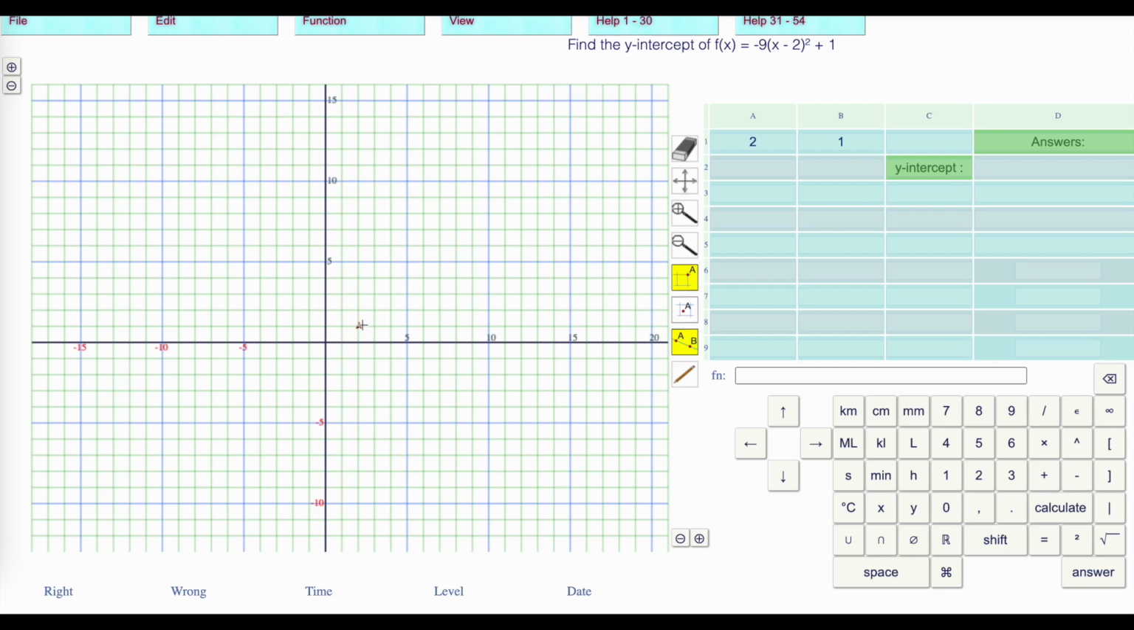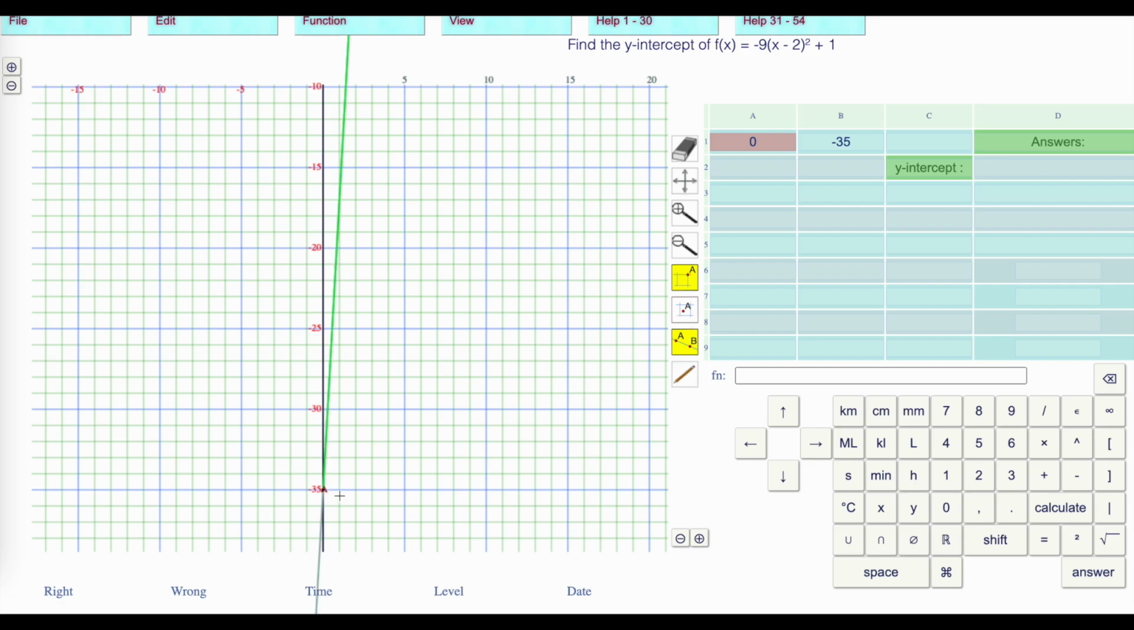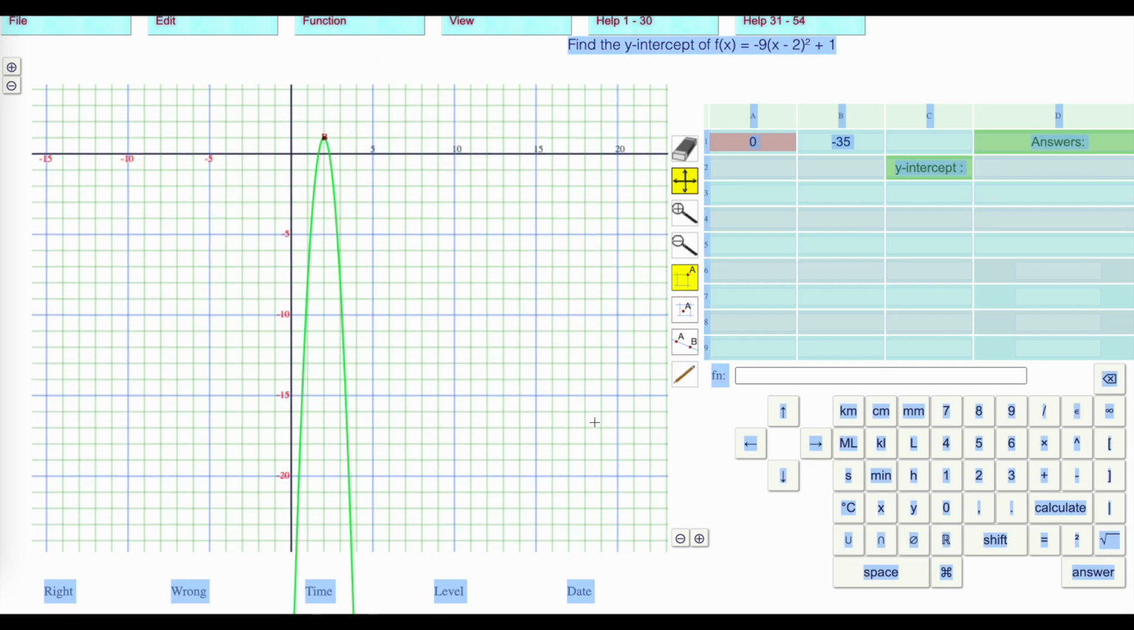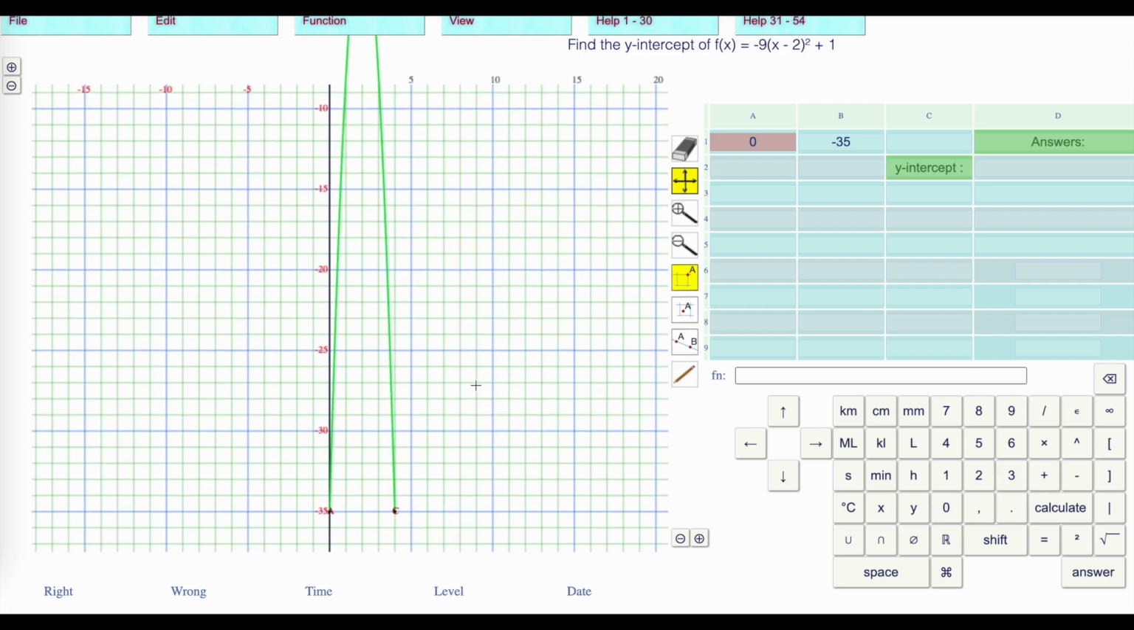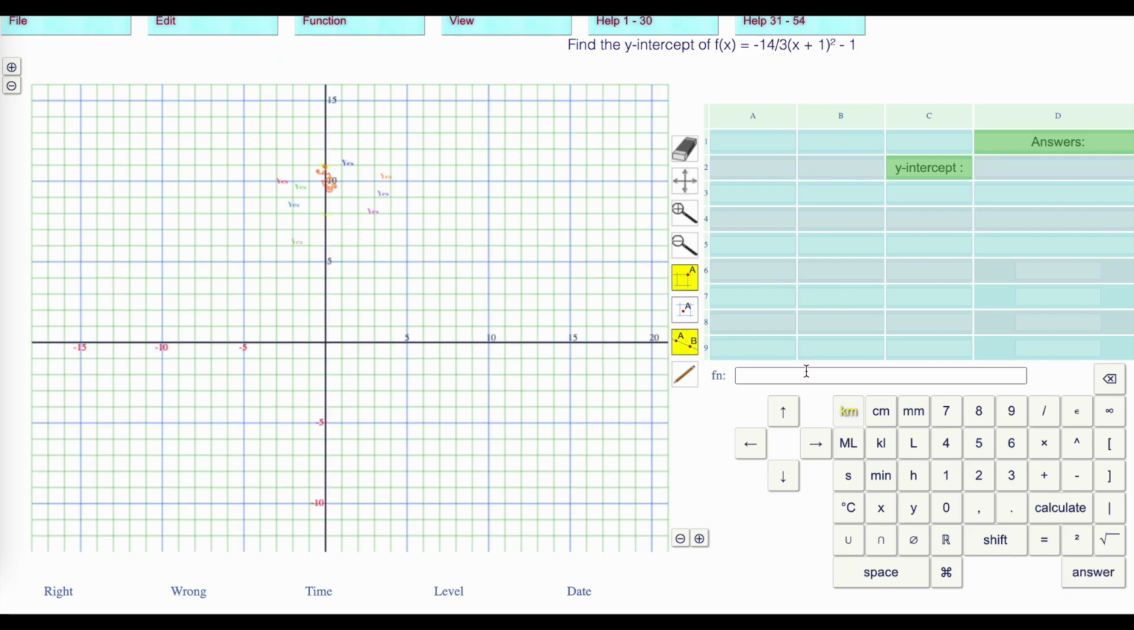So let's see what happens when x is 0. We get negative 35. It's going to cross down like this. Let's go 2 on the other side. Our parabola is going to look like this. The y-intercept is negative 35. And then we press answer to see if we're right.